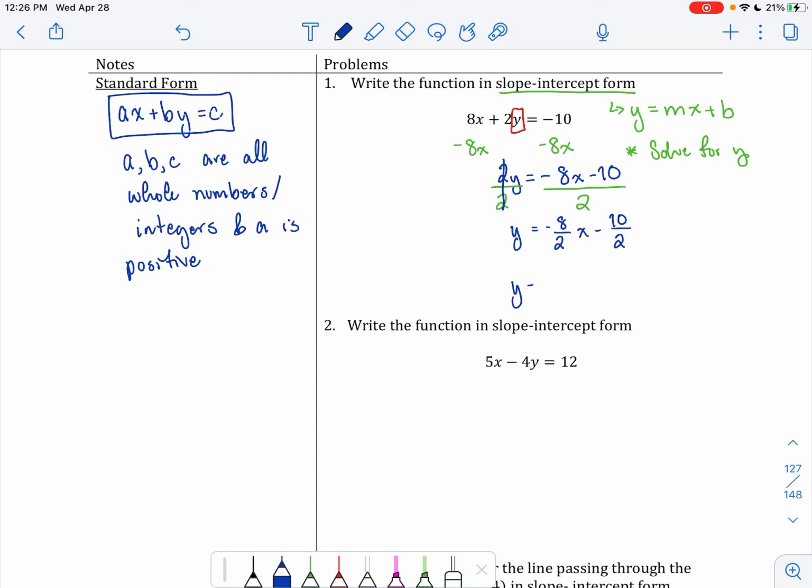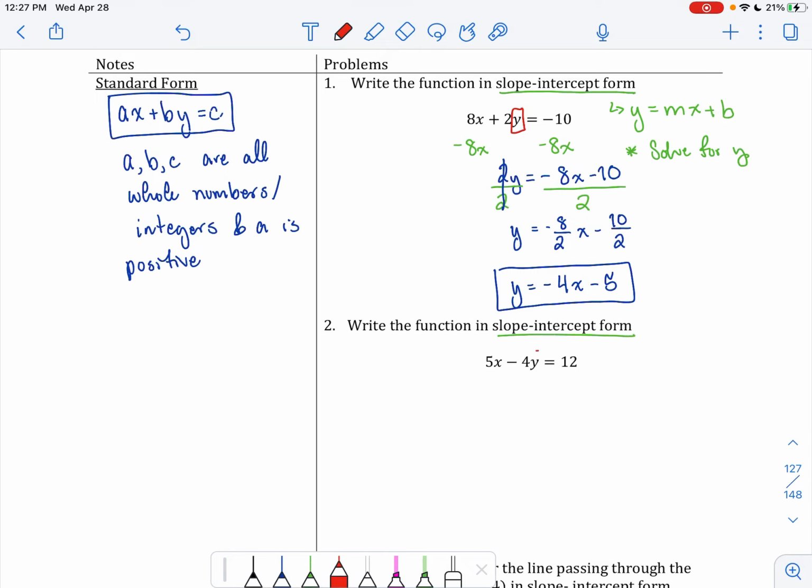Now, one thing I was noticing in some of the work we've been producing is we want to be really careful with our negatives. So in number 2, again, it's asked for slope-intercept form. So we want to solve for y. We want to get y by itself. But notice y is attached to a negative 4. That's just fine. The 5x is positive, right? Because a is always positive in standard form.